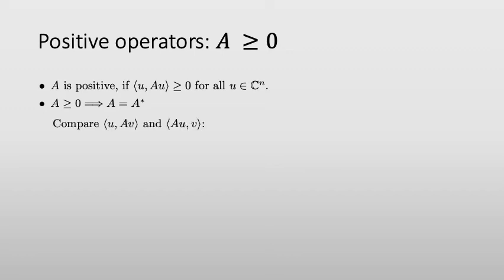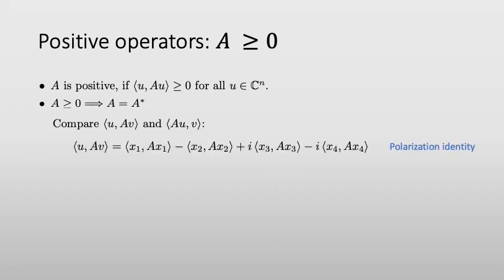The proof is to verify these two inner products are identical. Using the polarization identity, the inner product of u and Av can be written as follows. By the assumption that A is positive, the inner products on the right-hand side are all real numbers. The vectors x1, x2, x3, and x4 are defined in terms of u and v. We will come back to it shortly.